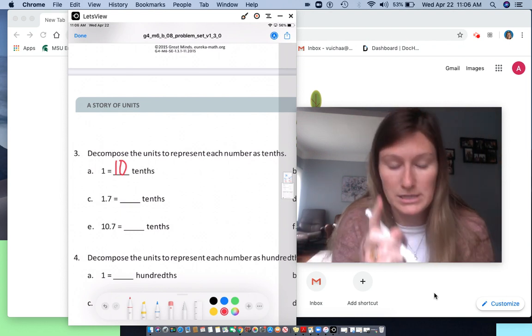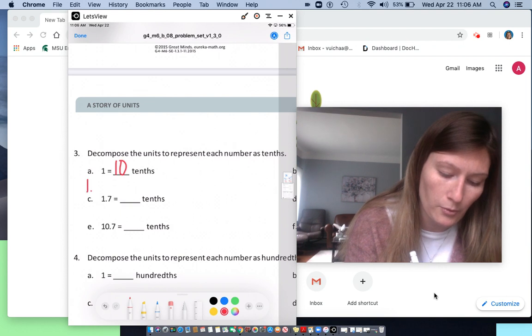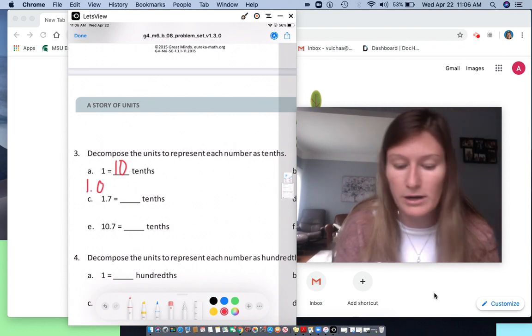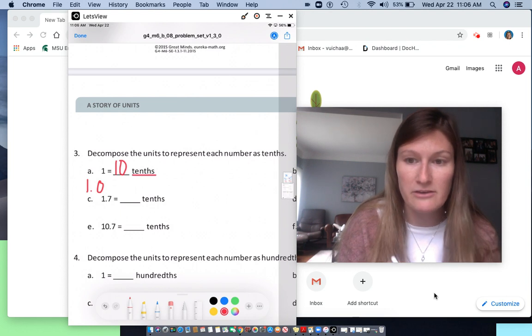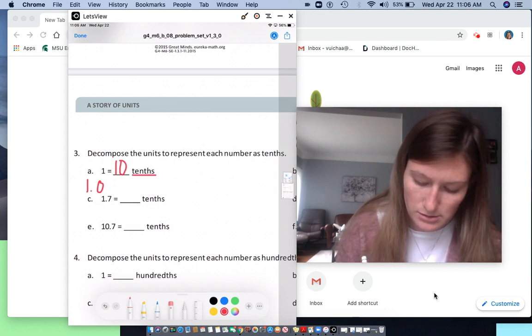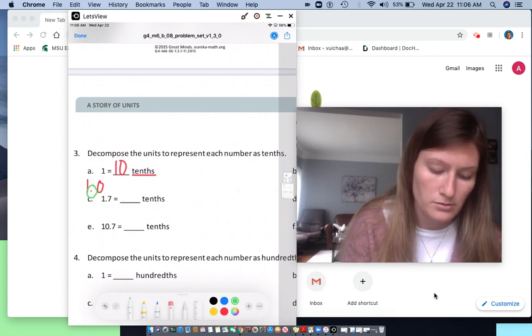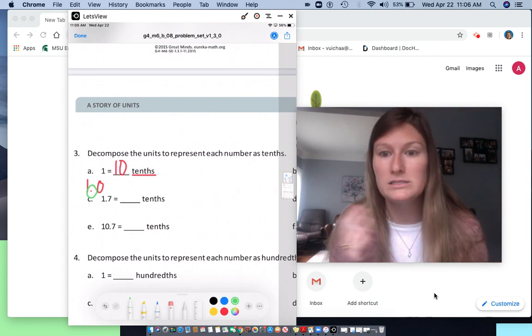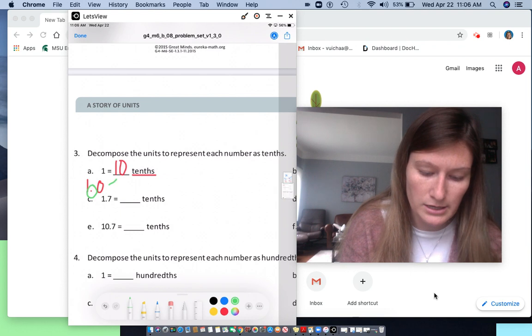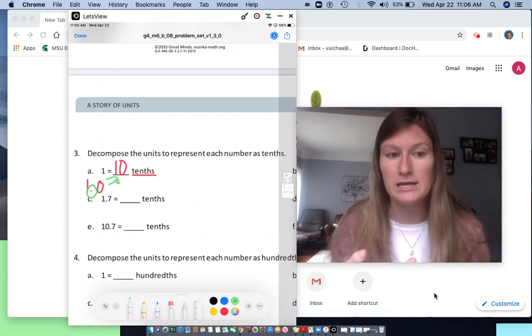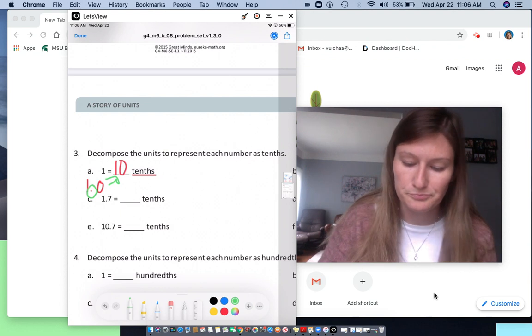If you write 1 as a decimal, 1.0. Again, what's that trick whenever we're trying to figure out the tenths? If I take away this decimal, what does 1 and 0 look like? It looks like 10. So we're going to try to use that strategy as solving B, C, and D.